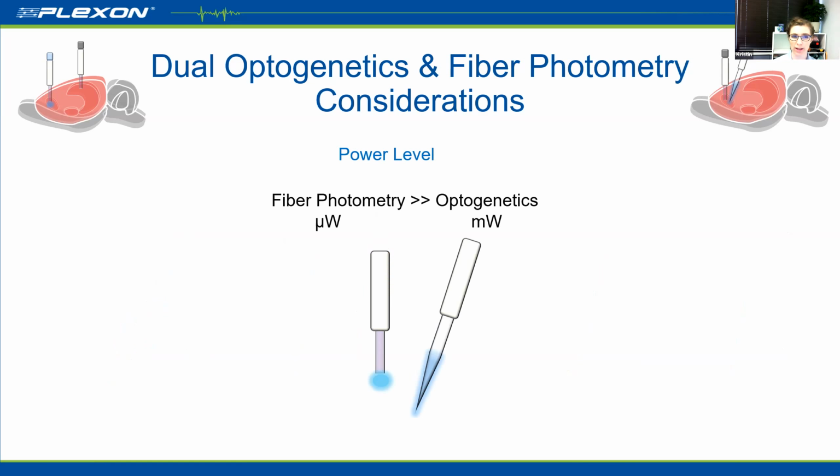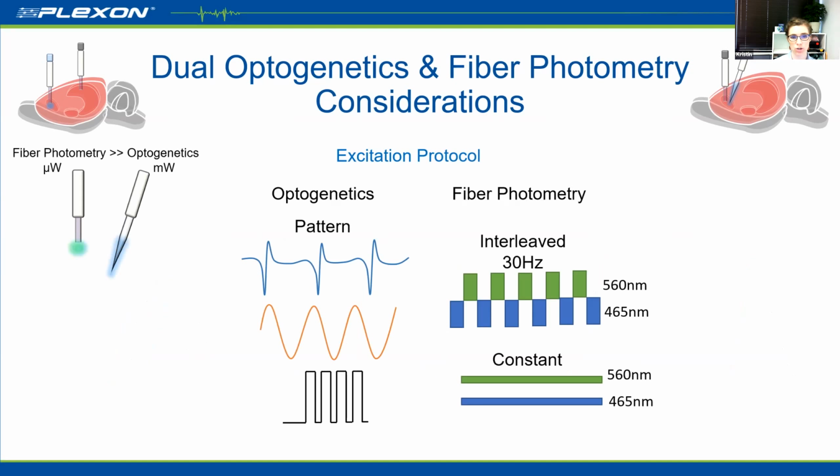And the next consideration is power level, because vibrophotometry uses microwatts of power, whereas optogenetics aims for milliwatts of power. And part of the reason you need the different power levels is because of the excitation protocol that you use for the techniques. So in vibrophotometry, you need a constant excitation of the region of interest to be able to capture when the indicator molecule, like calcium, is actually present. Whereas optogenetics, you do short, very high amplitude bursts of excitation to maximally activate all the opsins in the region.